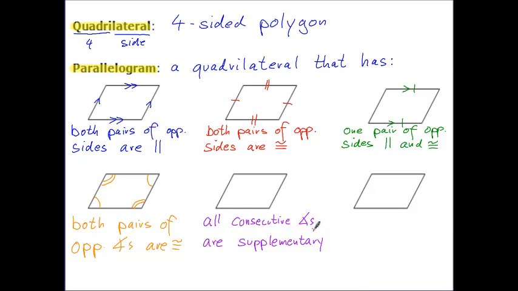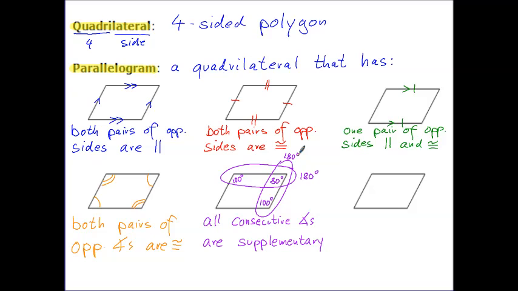Also, all consecutive angles are supplementary. So remember, consecutive means next to each other. So these two angles, if, for example, this angle measures 100 degrees, then the angle next to it has to measure 80 degrees. So together they add up to 180. But that has to go in all directions. So also this angle with the other one next to it have to add up to 180. That means that the one in the bottom here has to be 100 degrees. All consecutive angles are supplementary.